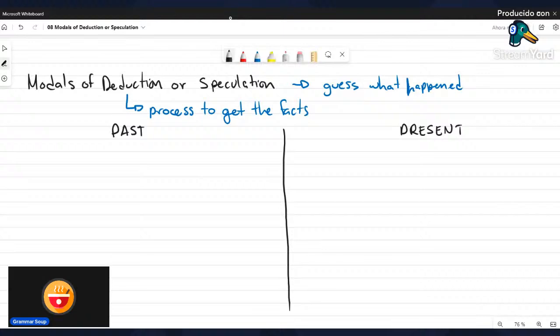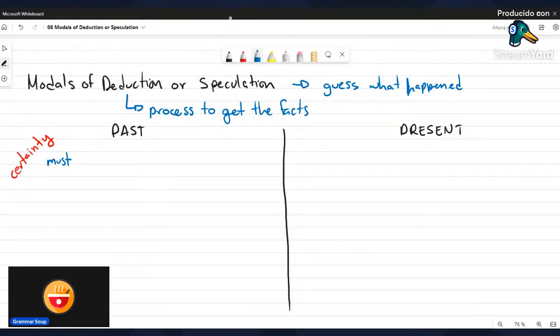Now, when you are making deductions or speculations, as I mentioned before, when you make a deduction, you are certain about something because you have evidence. So we can say that we have a high level of certainty. Let me write it here: certainty. You have 95% or 100% certainty about what happened, about a particular situation. For that reason, we use the modal verb must.